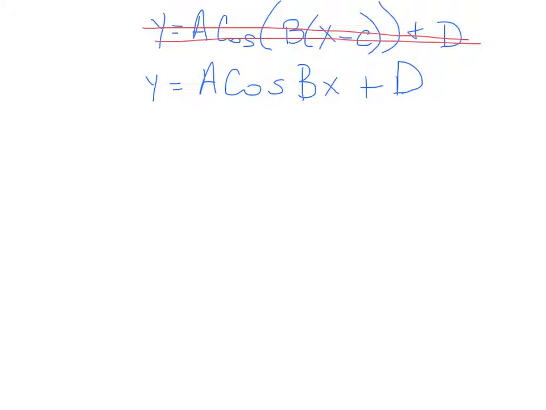All right, so speaking of which, let's look at what each of these things is. A is the amplitude, and the amplitude is half the height. So let's just say height over 2. B is the number of cycles in 360.